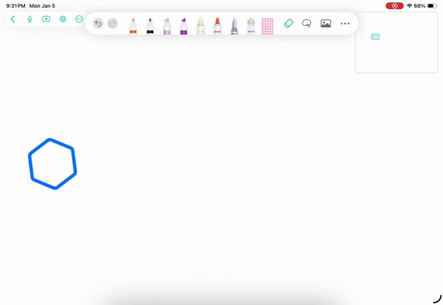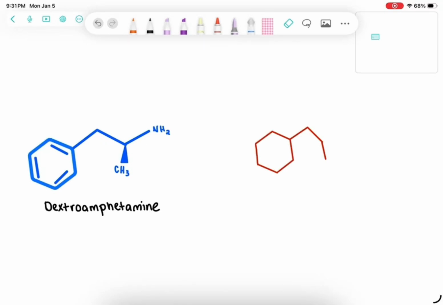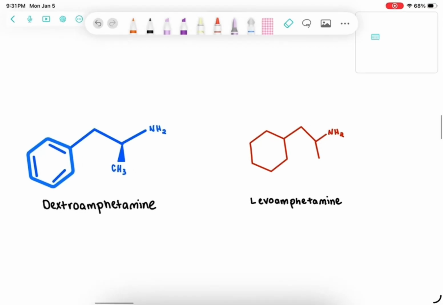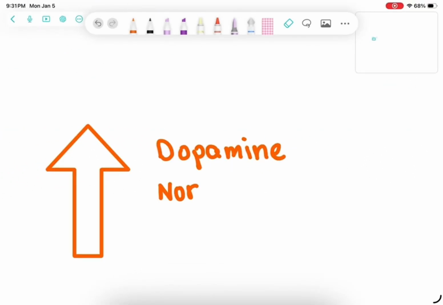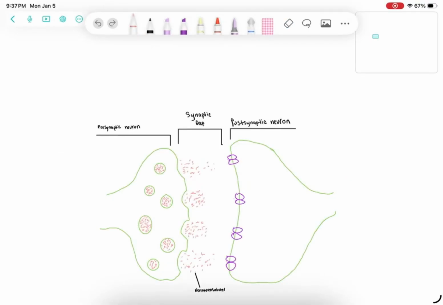Well, Adderall contains two amphetamine molecules, dextroamphetamine and levoamphetamine. These drugs increase the availability of dopamine and norepinephrine in the brain. Amphetamines increase dopamine by promoting its release and preventing its reuptake. This causes higher dopamine concentrations in the synaptic cleft, especially in the mesolimbic pathway.